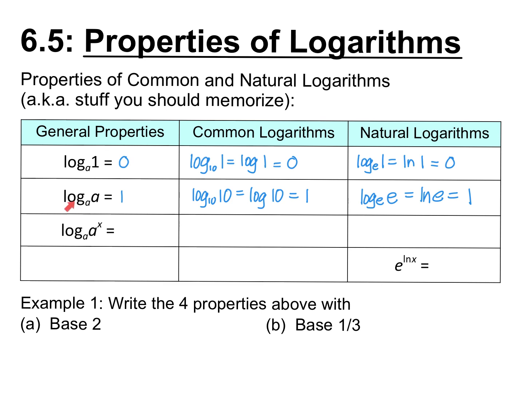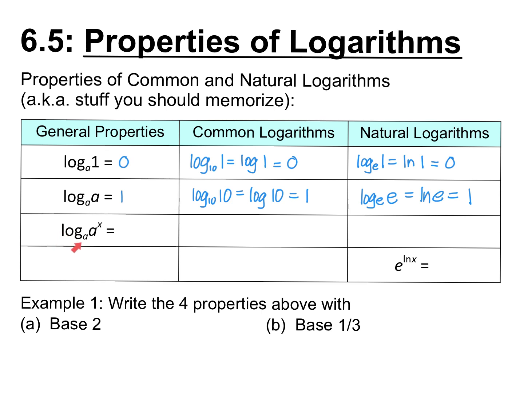So for this second property, make sure you know that log base a of a is 1, log base 10 of 10 is 1, and log base e of e is 1. So as long as this base and this argument are exactly the same, the logarithm will equal 1.